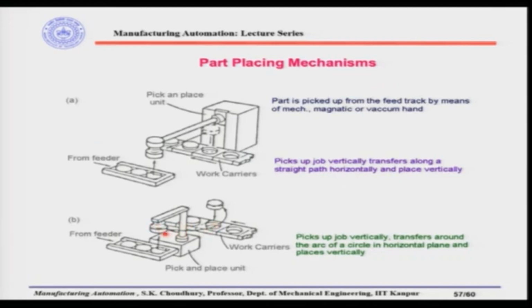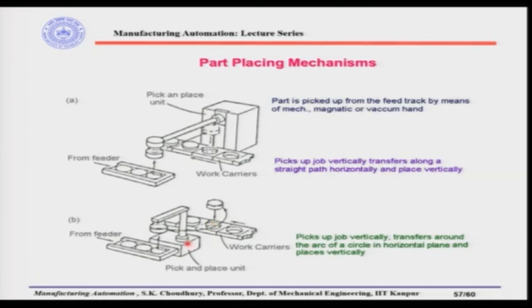In this case, the work carrier and the feeder are side by side, and the mechanism is behind the work carrier. It may also happen that the mechanism is placed in between the work carrier and the feeder. In this case, it will take the job from the feeder, this hand will rotate about this axis and place it vertically on the work carrier. It picks up the job vertically, transfers around the arc of a circle in the horizontal plane and places vertically. So, this is the idea, and this is the working principle of the part placing mechanisms.